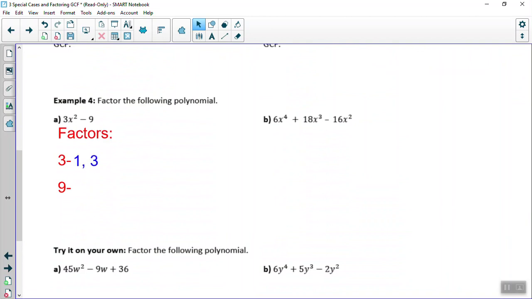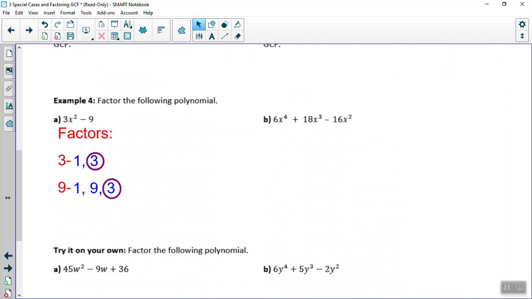So factors of 3 are 1 and 3. Factors of 9 are 1, 9, and 3. They both have 1 in common and they both have 3 in common. 3 is our greatest common factor. When we look at variables, the first term is the only one that has any x's. This does not have any x's, so there's no x's in common between the two.